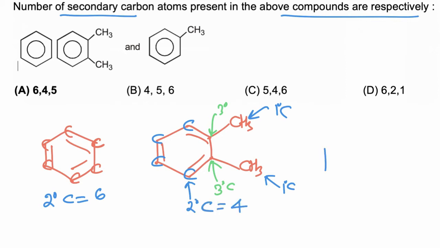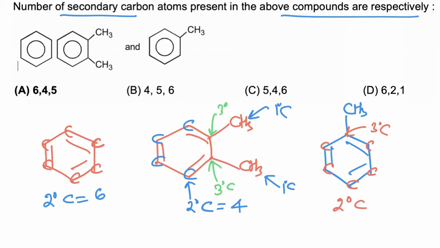If we take the third molecule, which is also known as toluene, the carbon to which the CH3 group is attached is 3 degree carbon, while the other carbon atoms are directly connected with 2 other carbon atoms, so 2 degree carbon is equal to 5. So the first has 6 2 degree carbons, the second has 4, and the third has 5 2 degree carbons, 6, 4, 5, and hence the correct answer is A.